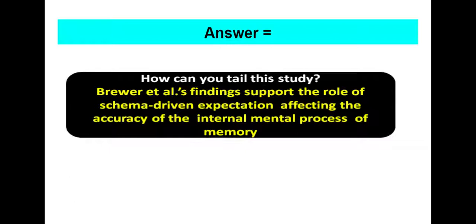So basically, how you would tail this is that Brewer et al.'s findings support the role of schema-driven expectation affecting the accuracy of the internal mental process of memory, which suggests that the cognitive model is a useful approach to explain behavior.